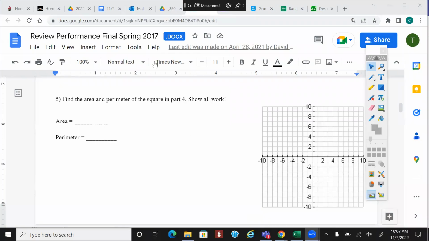Remember, area is length times width, and perimeter is going to be add up all sides. You found the distance of this square already, right? You all told me it was the square root of 50, right? So if I find the area, then that means I'm going to take the square root of 50 and multiply it times the square root of 50. So the area is going to be just 50. And you can say units squared if you would like.